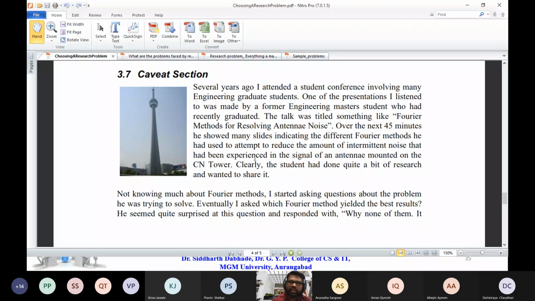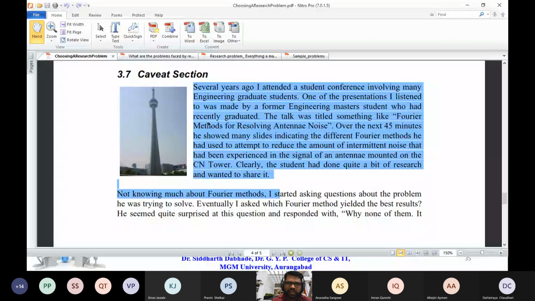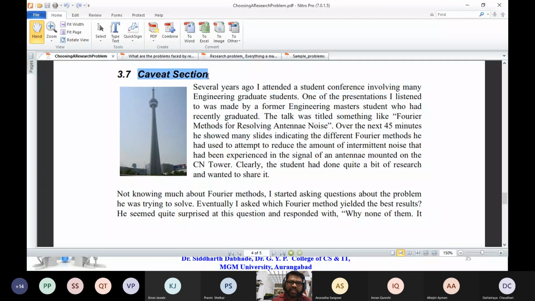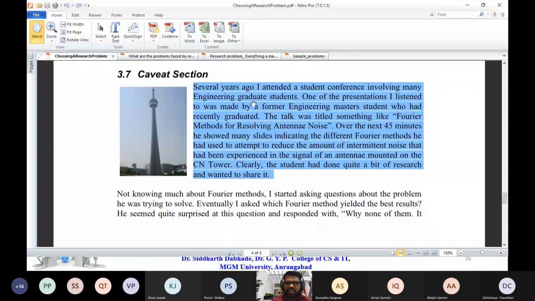Wait, I will just tell you this story. It is a very famous story, called the private section. I will just read out the story. Several years ago, I attended a student conference involving many engineering graduate students. One of the presentations I listened to was made by a former engineering master's student who had recently graduated. The talk was titled something like Fourier methods for resolving antenna noise.